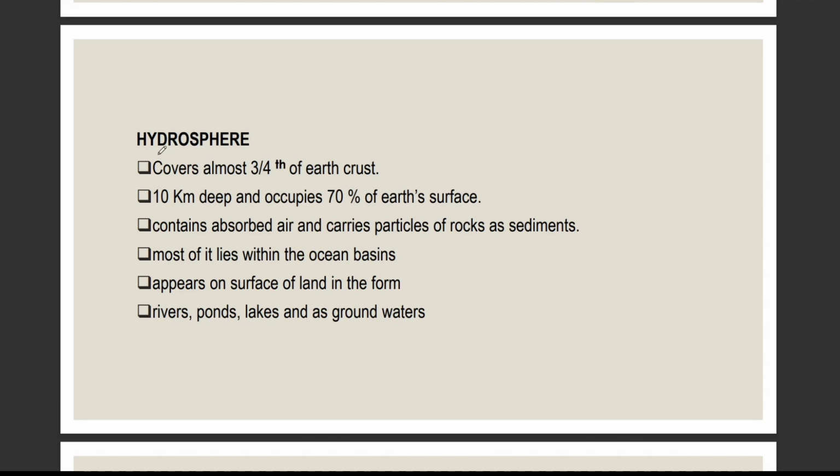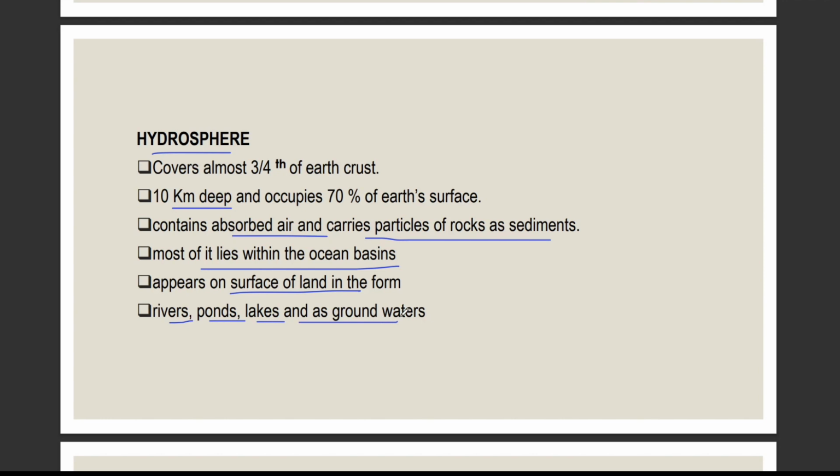After that, we have the hydrosphere. It covers almost 75% of the earth's surface, and is maybe 10 kilometers deep in sea levels, and occupies 70% of the earth's surface. It contains absorbed air and carries many particles of rocks as sediments. We can see there are many rocks present inside the sea or oceans, and it lies within the ocean basins. Also, it appears on the surface of the land in the form of rivers, ponds, lakes, or as groundwaters. So that is for the hydrosphere.